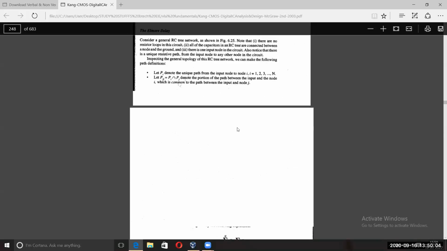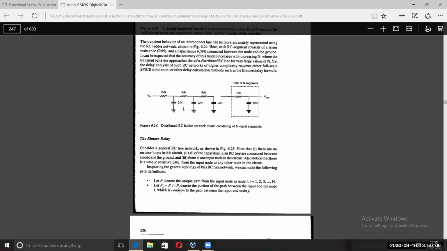Then to have more accuracy, to decrease the delay, we will use the T model. As sir had said in the theory class, if you are connecting it in a T fashion, the T... I'll show you the T and the L1. So this figure is the lumped RC L1, and this is the T1.